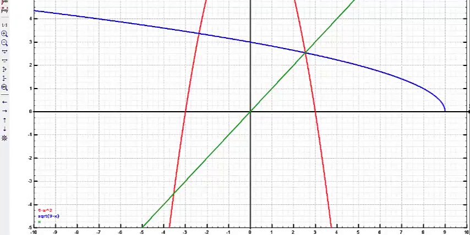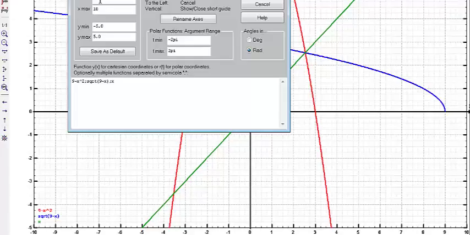So what I'm going to do is change the values on x. So it goes from 0 to 9, and I'm going to have y go from, let's see, from negative 10 to positive 10. See what that looks like.